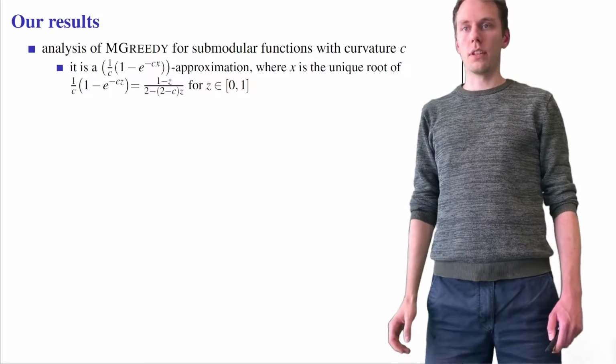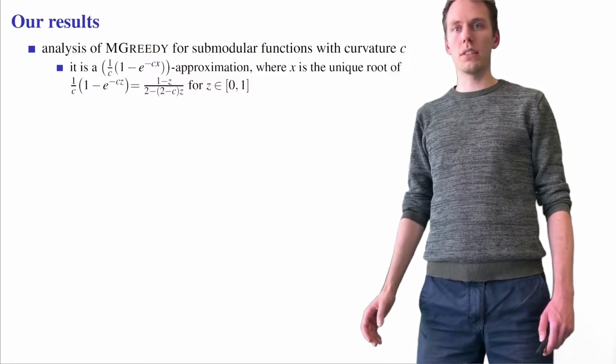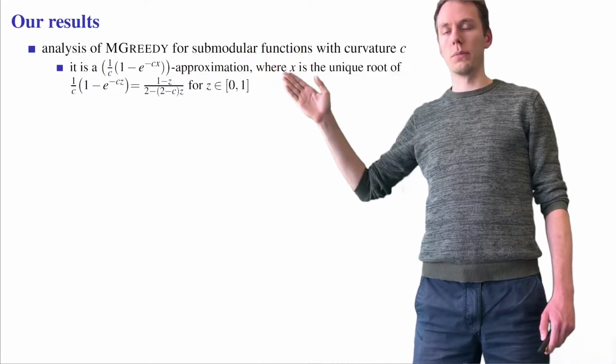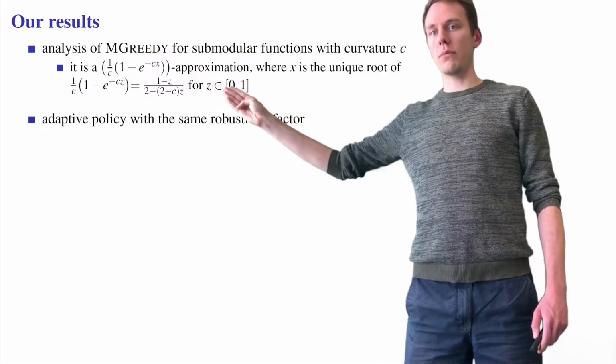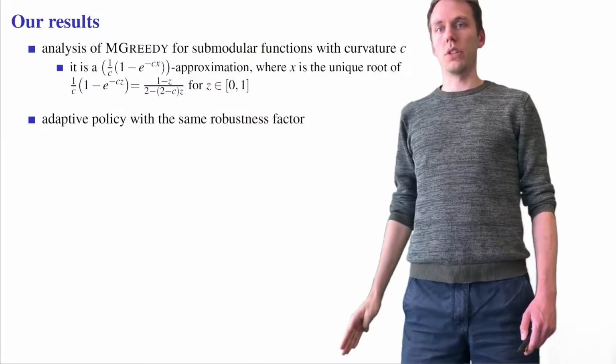And then we have a result for the knapsack problem with unknown capacity. So this is for the known capacity, the greedy algorithm. And for the unknown capacity, we can show that there is an adaptive policy that has the same robustness factor as the modified greedy algorithm.